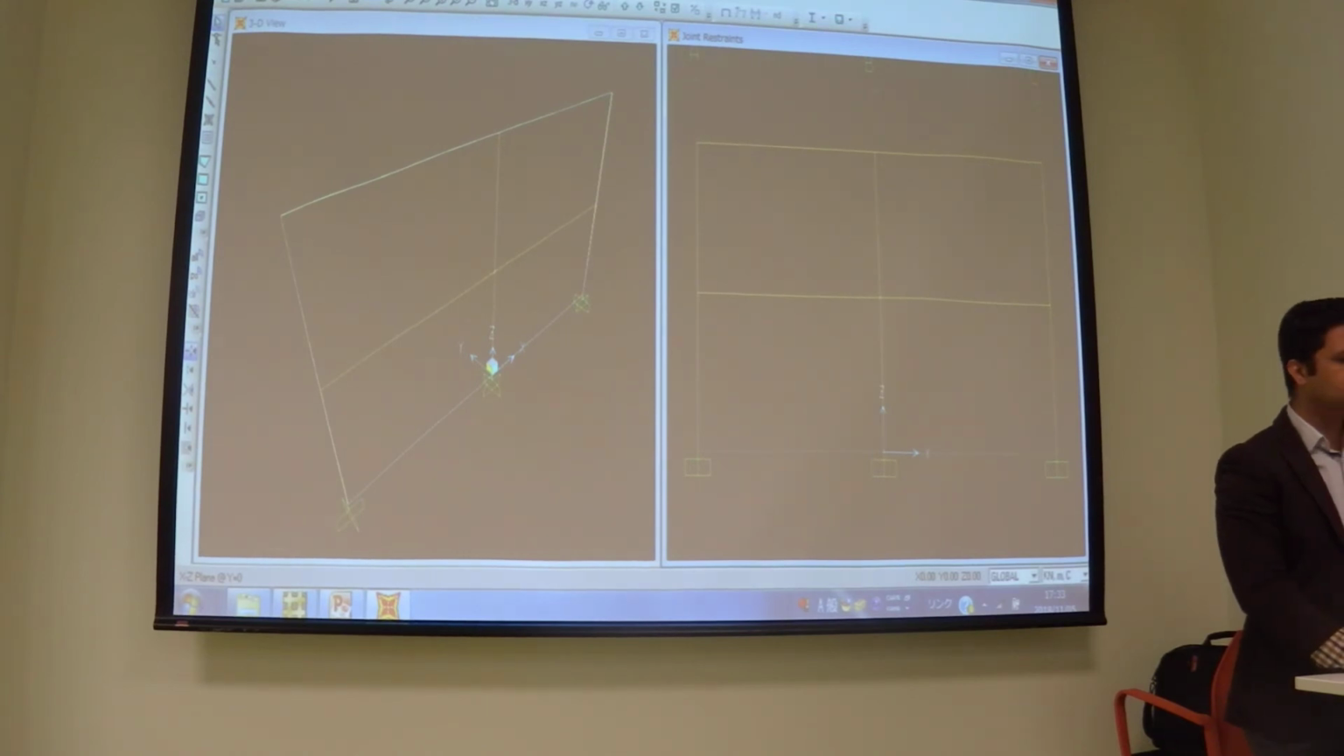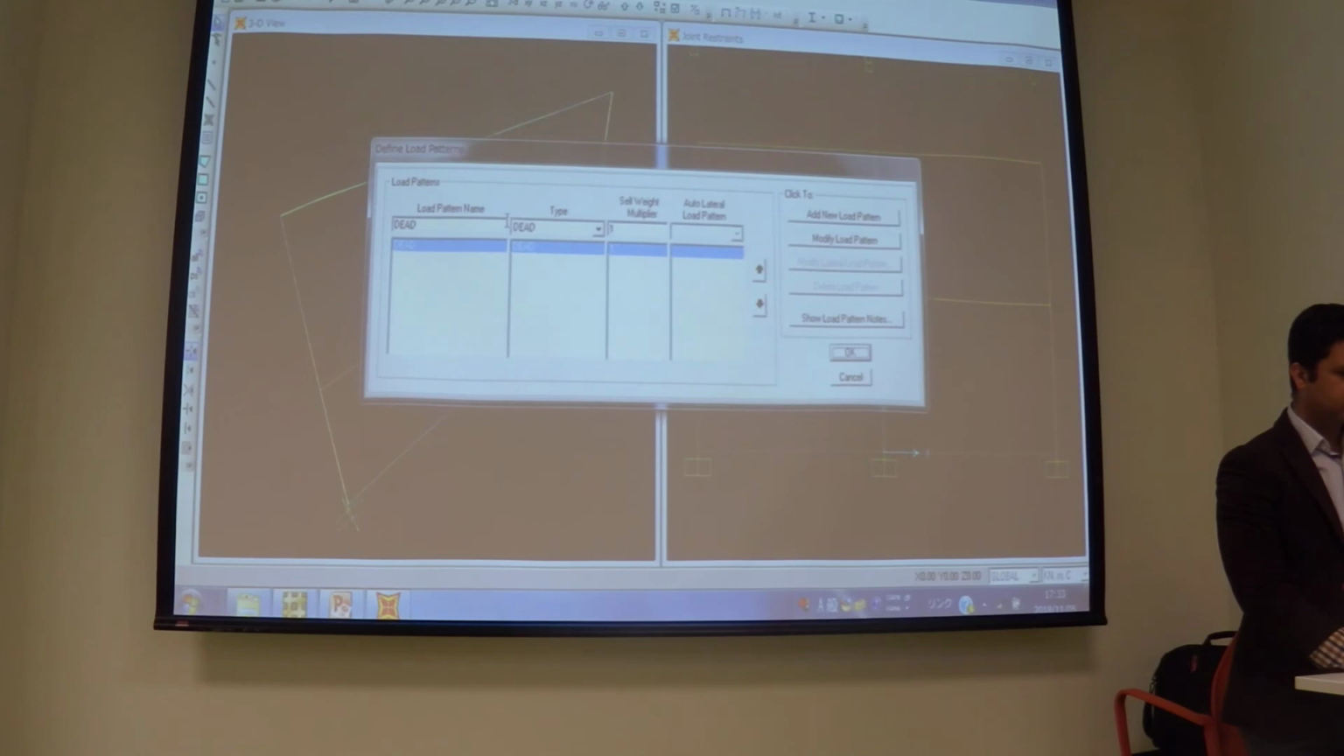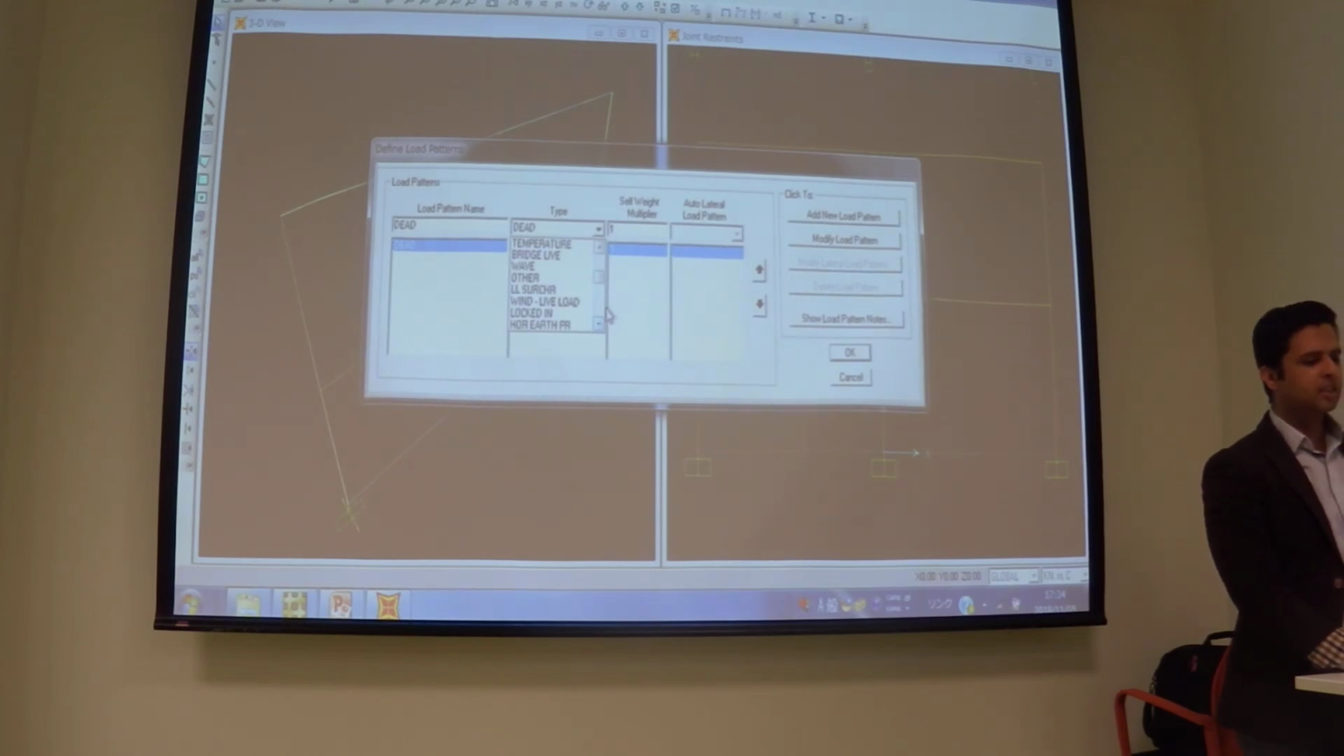For example, if you go and see the different types of load, the load patterns, you can have dead, super dead, live, reducible live, roof live, pattern live, notional load, quake load, wind, snow, temperature, breeze live, wave, wind and live load together, locked in, or horizontal earth pressure. There are so many types of load which you can apply.